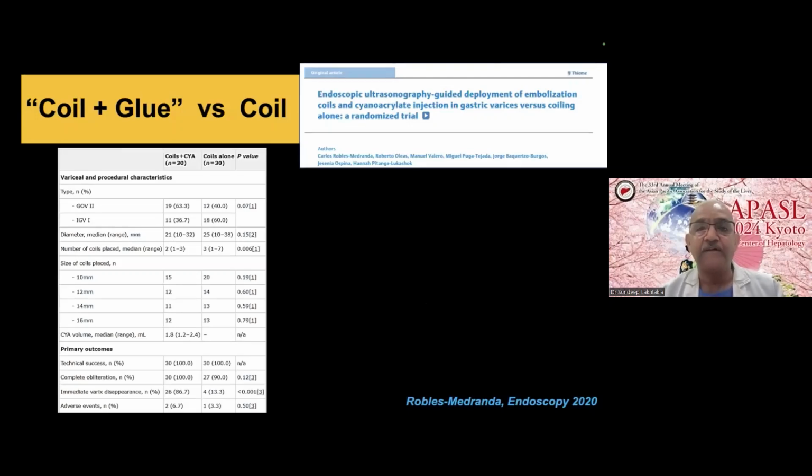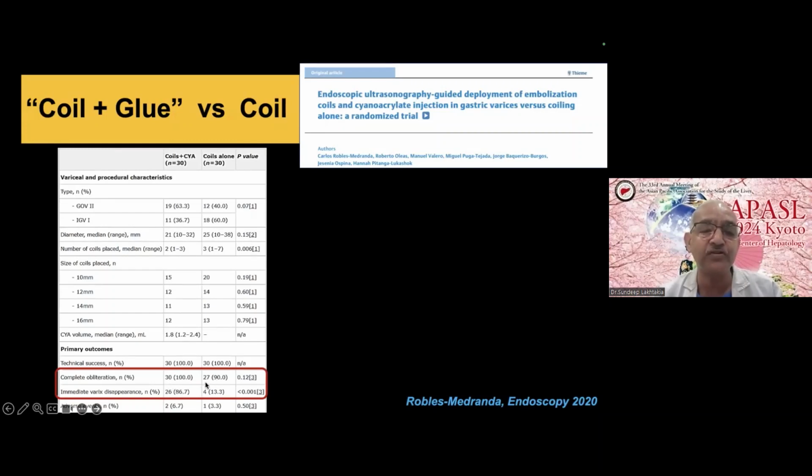The RCT on this aspect has come from Robles Medranda, also from South America, Ecuador, where he used coil plus glue versus coil alone. This study of 30 patients in each arm shows that complete obliteration can be done in both arms. There was 100% technical success with the combination of coil and glue, and immediate varix disappearance was seen in patients where this combination was used.